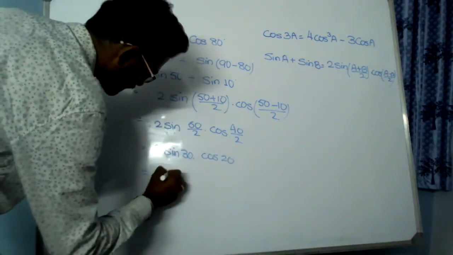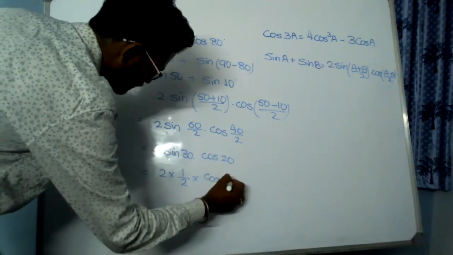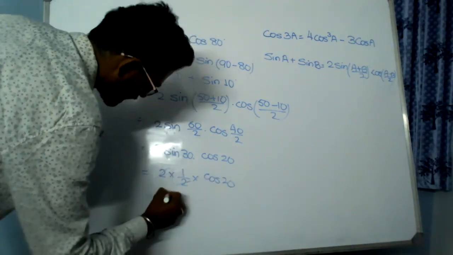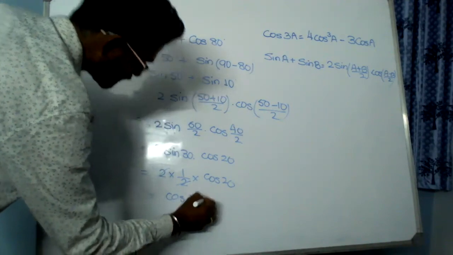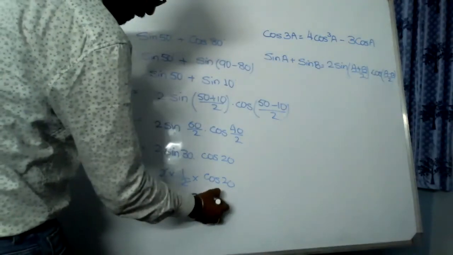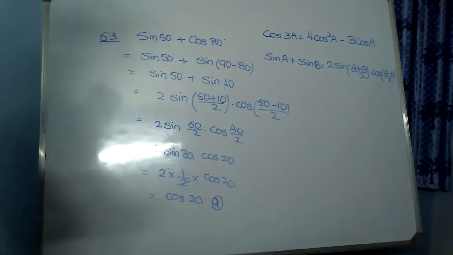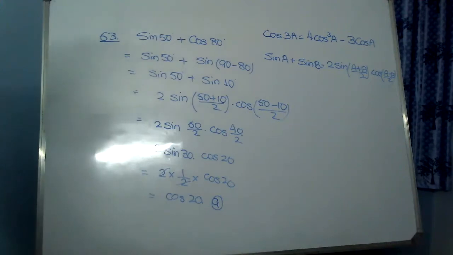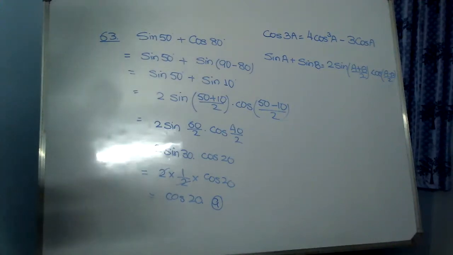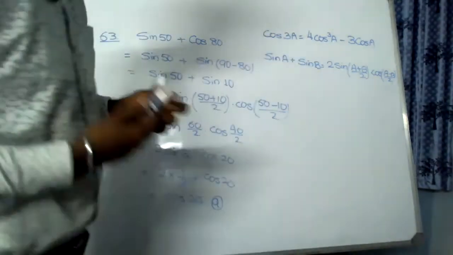Sine 30 value is what? 1 by 2. And cos 20 is as it is, cos 20. It got cancelled. My answer will be cos 20 degree, which is option A. If this question is sine 50 plus cos 80, it was not clear, so I guessed it's plus. This sign was not very clear, so I guessed it's plus. So if it is like that, your answer will be cos 20 degree, option A.